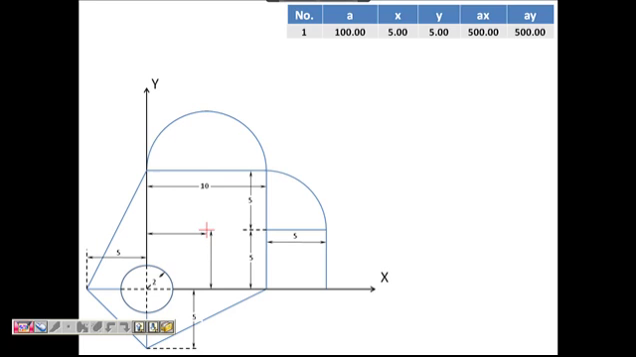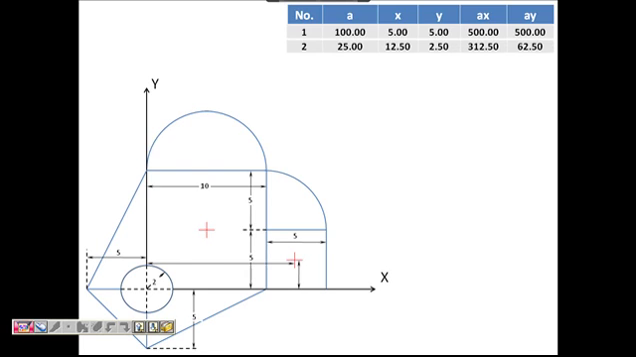Ax and ay are simply multiplication of a into x and a into y. In this manner, we go to figure number 2 and fill up the next row. Here, the centroid is located here. X distance, mind you, is from the y-axis, so it is what the arrow shows, and y distance is the distance of that centroid point from the x-axis. We put this information in the next row.